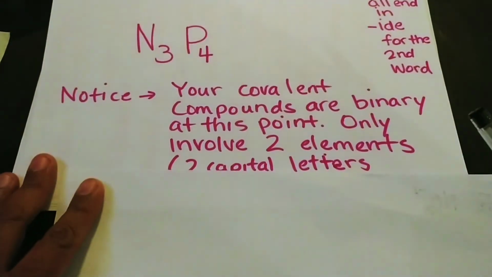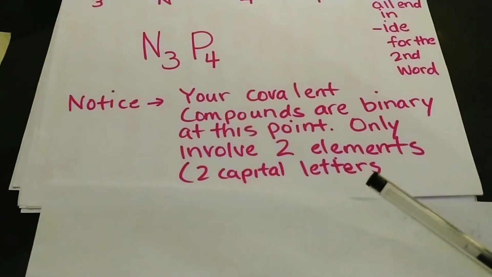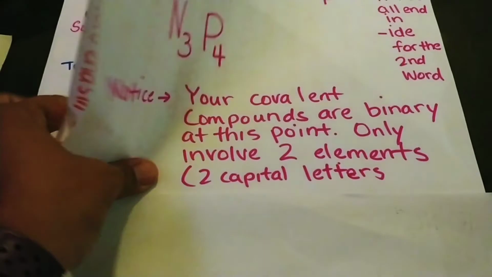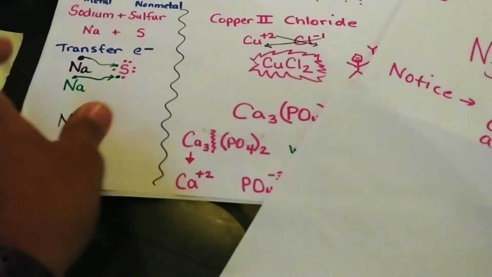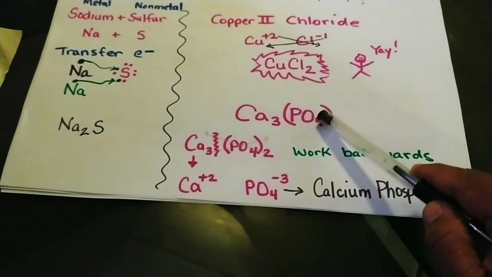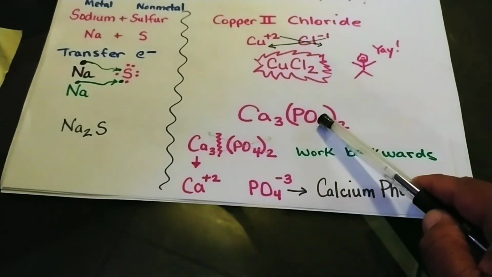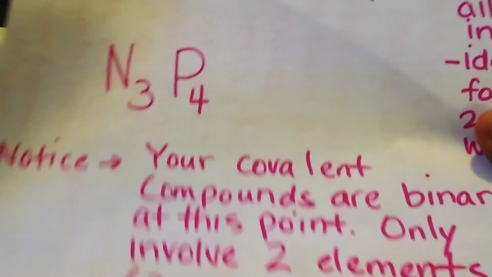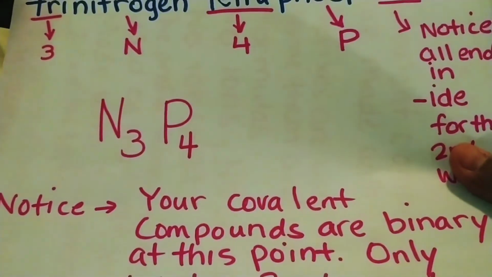Okay, so I have a little note. It says, notice your covalent compounds are binary at this point. So at this point, we're only dealing with 2 elements. Unlike ionic compounds, let me remind you from the ones that we did. Look, 1, 2, 3, 3 capital letters. So with ionic you can always end up having more than 2.